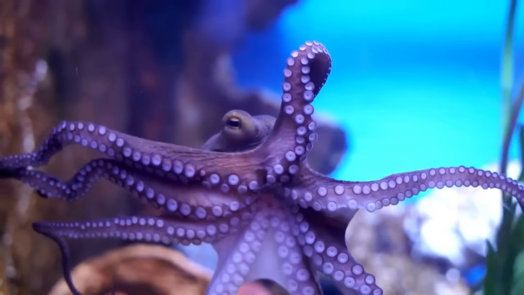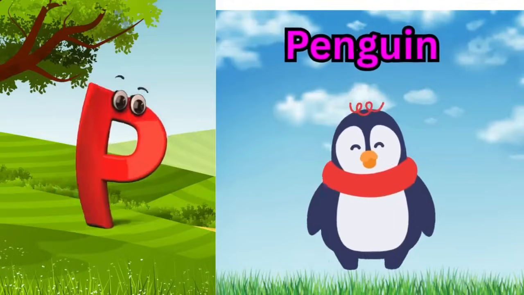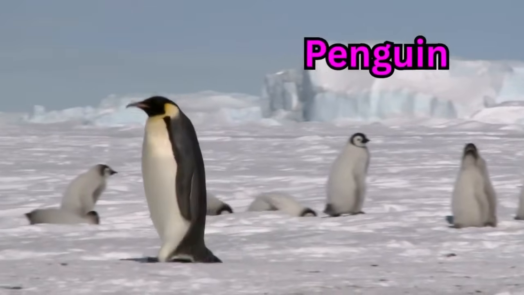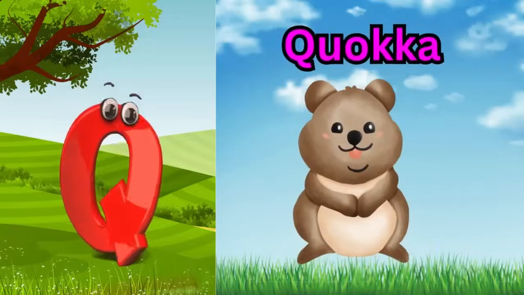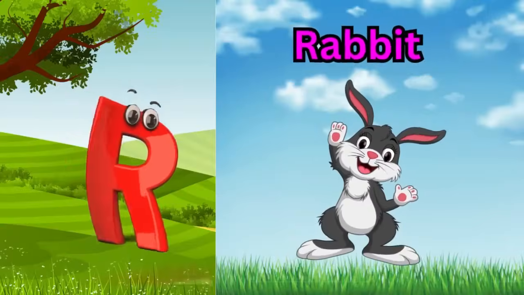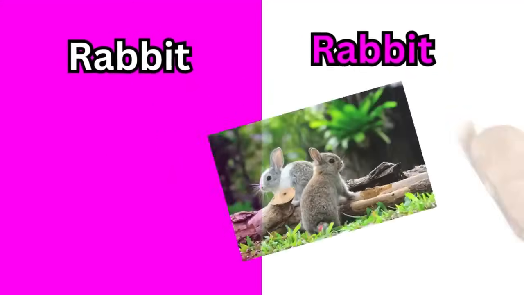This is octopus, octopus. P is for penguin, penguin. This is penguin, penguin. Q is for quokka, quokka. This is quokka, quokka. R is for rabbit, rabbit.